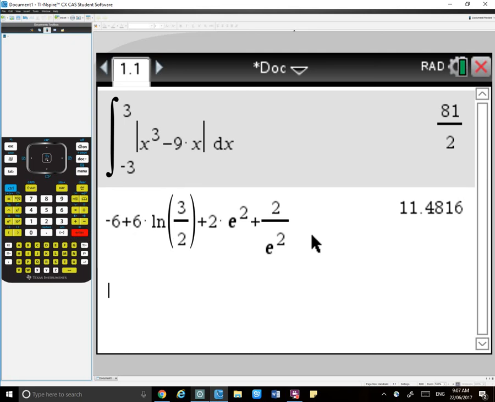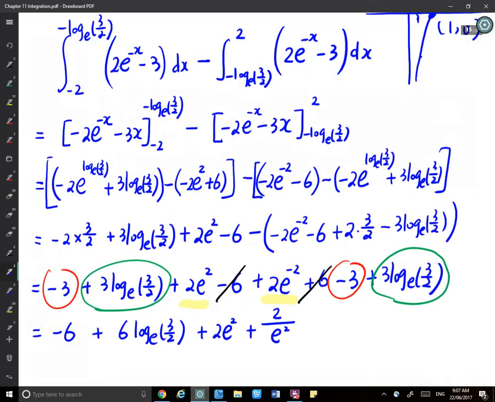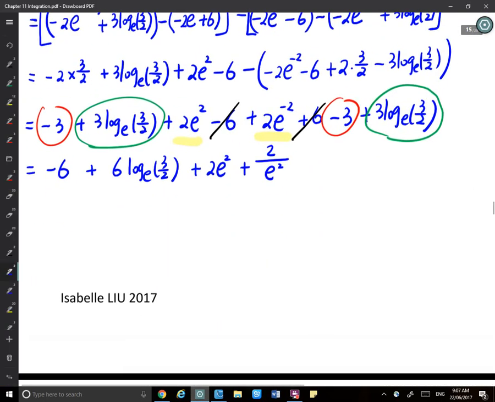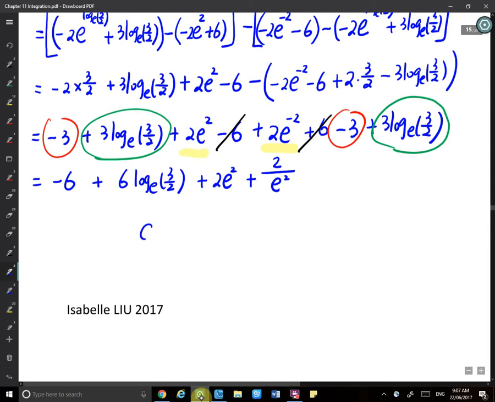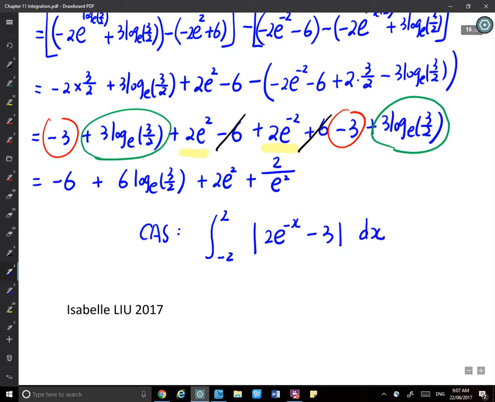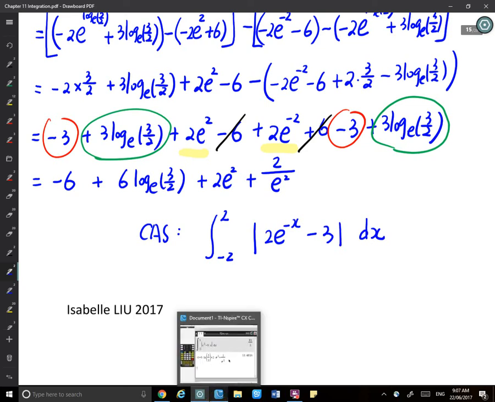Okay, that's about this area. I'm not sure, I'll check. So that's the region, and if I use CAS, if that's a CAS question, I can just say negative 2 to 2, absolute sign, 2e to the power of minus x minus 3, absolute sign, dx. If that gives me a wrong solution, let's pretend that's correct and go back and find where it's wrong.